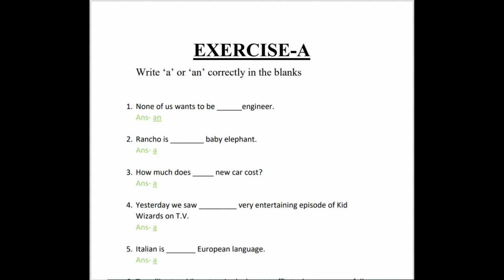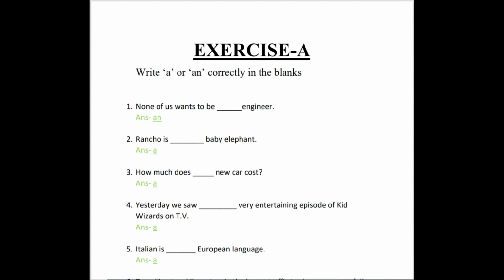Let's continue with exercise A. Write a or an correctly in the blanks. What you have to do in this exercise, you have to choose a or an to fill the blanks. Let's start number 1. None of us wants to be dash engineer.